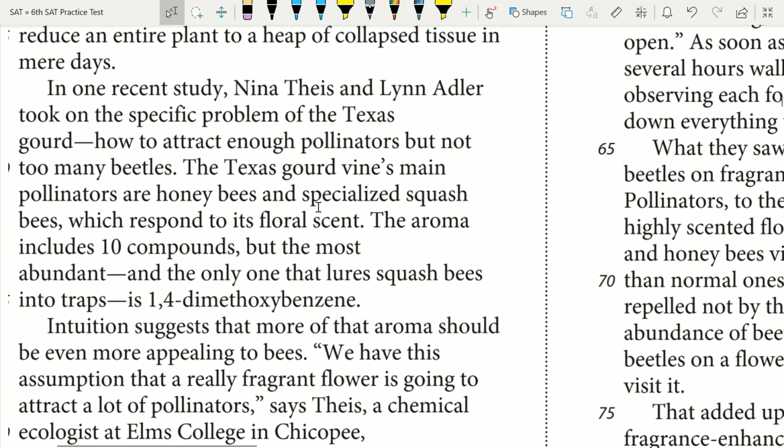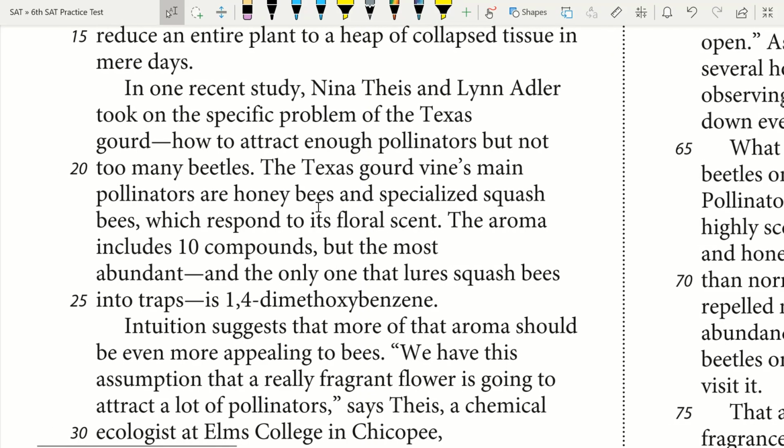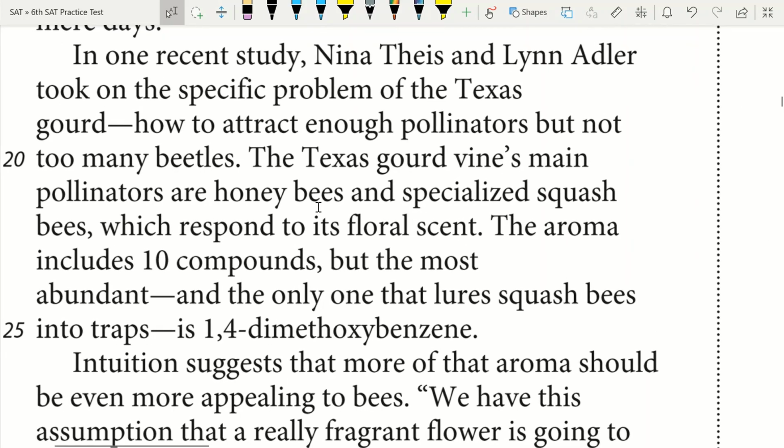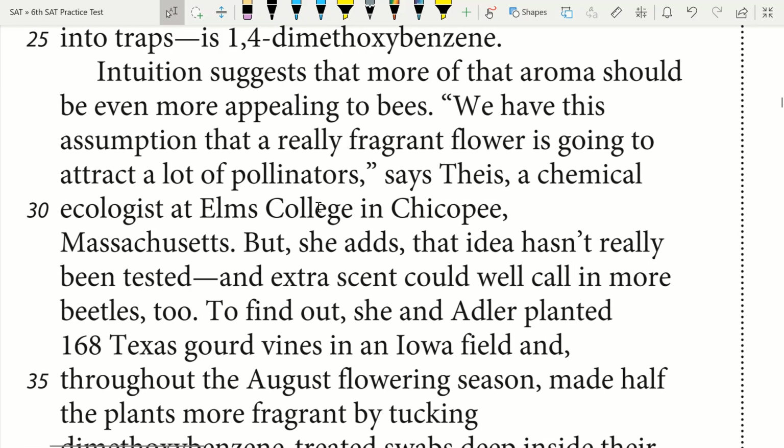In one recent study, Nina Theis and Lynn Adler took on the specific problem of the Texas gourd: how to attract enough pollinators but not too many beetles. The Texas gourd's main pollinators are honeybees and specialized squash bees, which respond to its floral scent. The aroma includes 10 compounds, but the most abundant and the only one that lures squash bees into traps is 1,4-dimethylhexylbenzene. Intuition suggests that more of that aroma should be more appealing to bees.